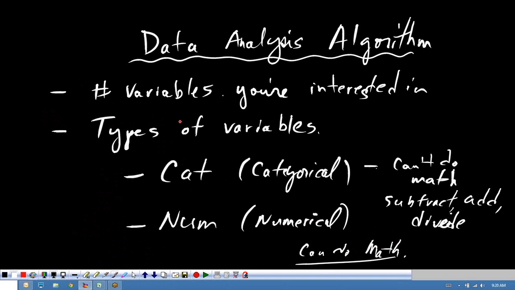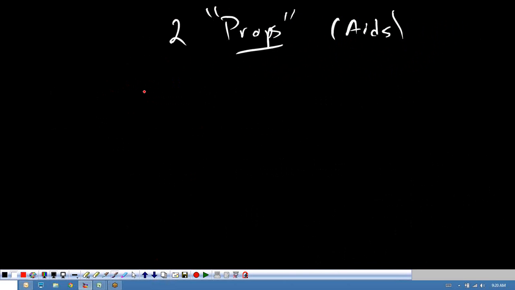So it depends on two things: the number of variables you're interested in, and the types of variables. Now, I should say one more thing that's important for the data analysis algorithm, and that is whether something's an input or an output. But I'm going to help you with that by introducing two props, which are aids to getting things done.